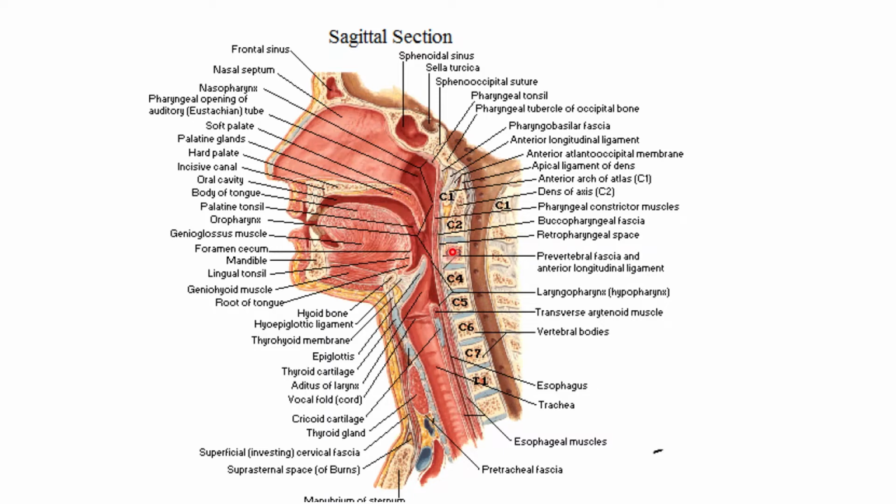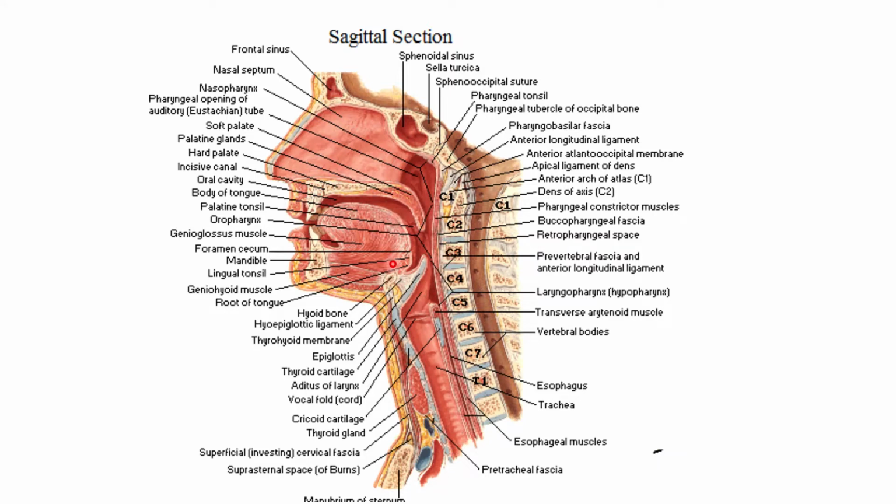The oropharynx is that part of the pharynx which lies behind the oral cavity, as we can make out in this sagittal section. So this portion is the oropharynx, which lies at the level of C2 and C3, and beneath the oropharynx comes the laryngopharynx, which lies at the level of C4 and C5, and is seen behind the larynx. The laryngopharynx is directed downwards, where it is continuous with the esophagus at the level of the C6 vertebra.